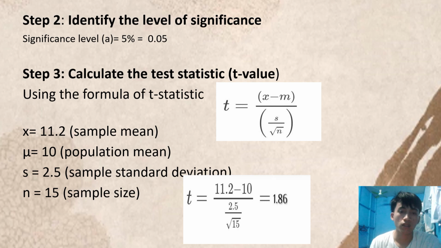Step 3. Calculate the test statistic, the t-value. So using the formula, we need the sample mean, which is 11.2, the population mean of 10, the sample standard deviation of 2.5, and the sample size of 15. After that, we plug these into the given formula and we get the answer of 1.86.